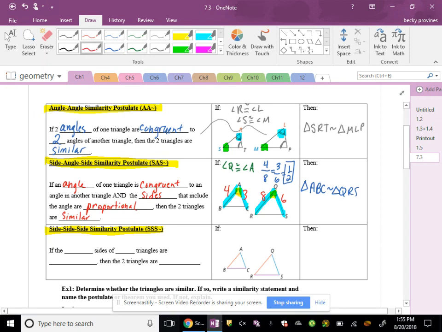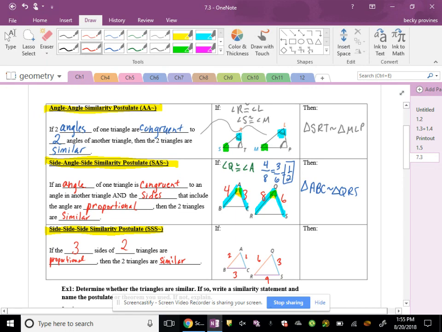So on the third one, if the 3 sides of 2 triangles are proportional, then the two triangles are similar. Okay, so again, I'm going to put some easy numbers in here. Let's do 1, 2, 3, and then 3, 6, 9.